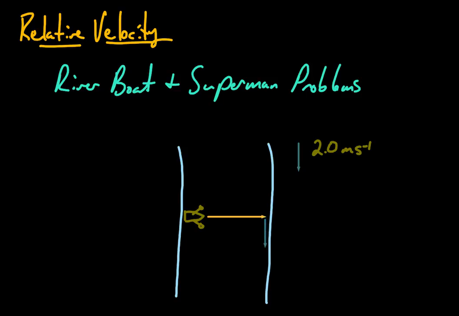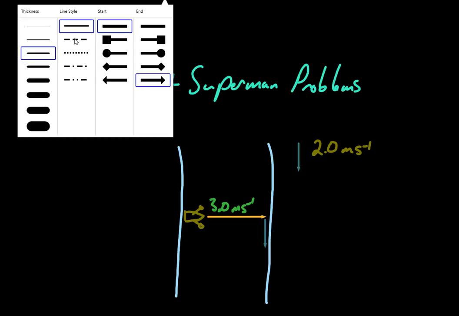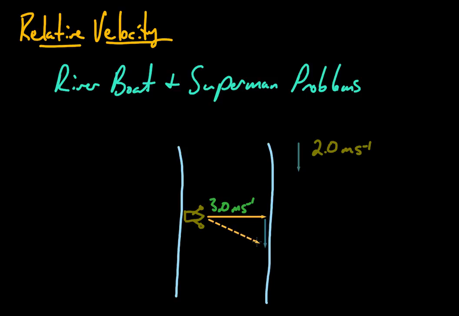Now let's give them a value for their rowing speed. How about, I don't know, 3 meters per second. Okay, so if they row at 3 meters per second easterly, and the river flows at 2 meters per second southerly, we add those two velocity vectors together, okay, and we get this resultant vector that is somewhere at an angle towards the south from east.